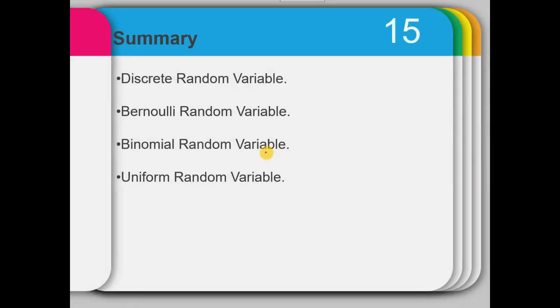So just to briefly summarize, we studied the discrete random variables. In the discrete random variables so far, we discussed very simply the Bernoulli random variable, the binomial random variable, and the uniform random variable.